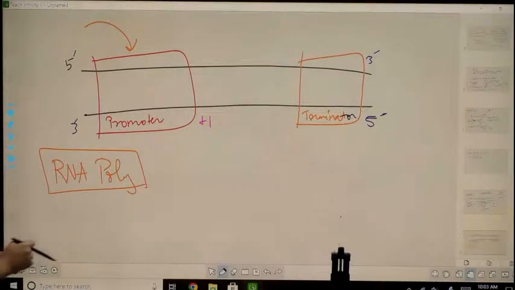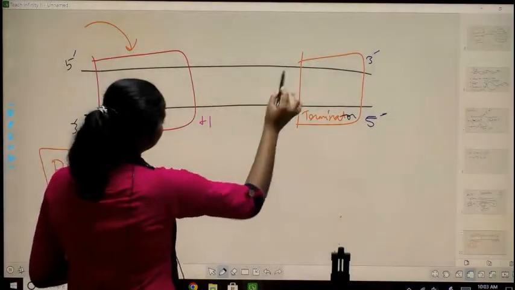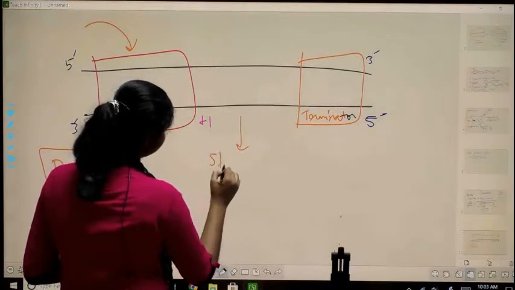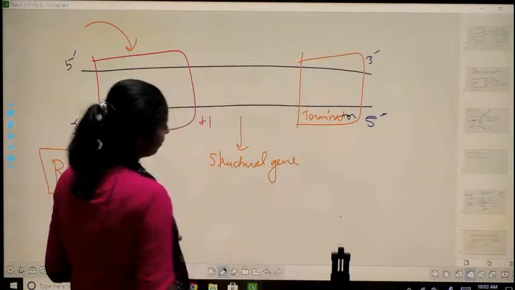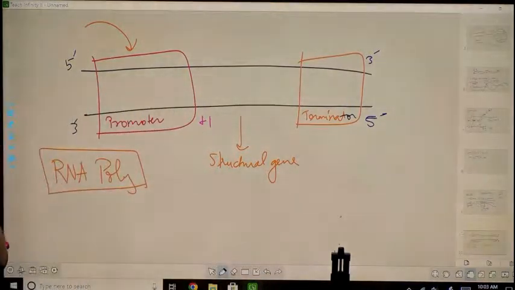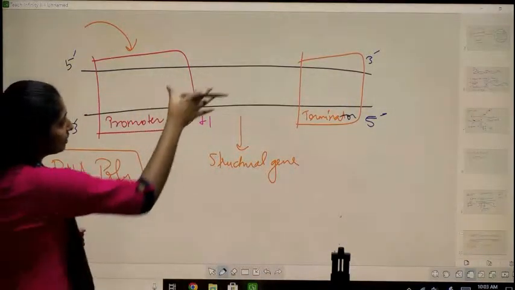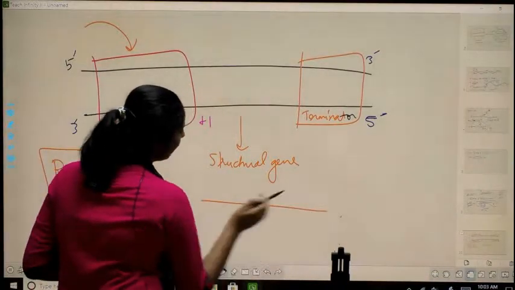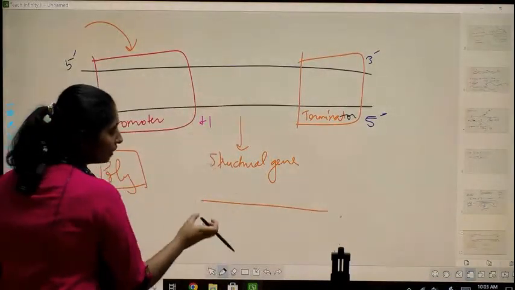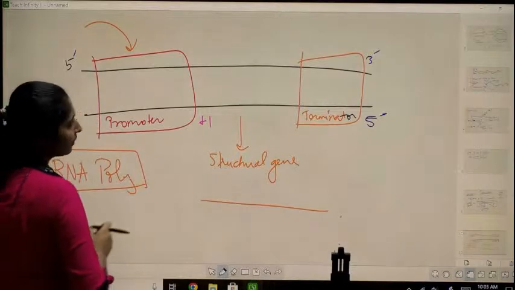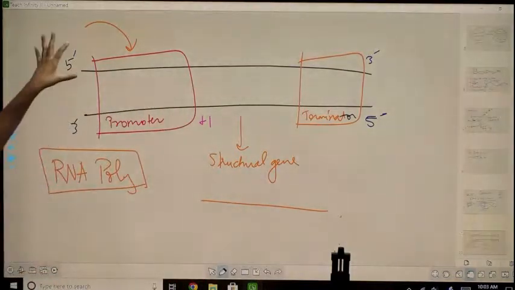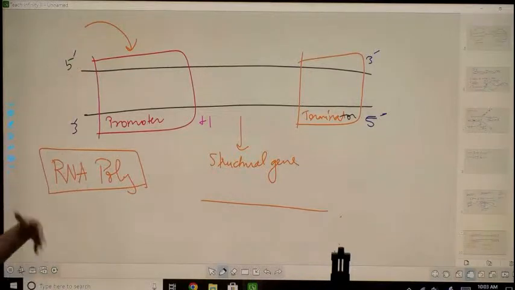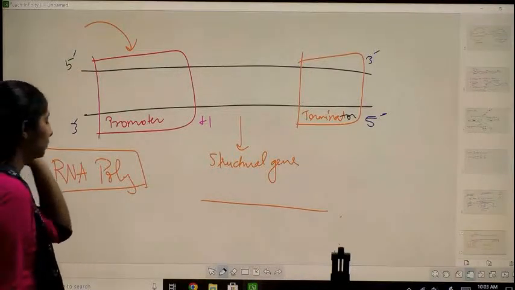Okay. Then we have the structural gene. The structural gene is the region that would be coded in the mRNA, right? This much region would be coded in the mRNA. It will be coding for the mRNA. And then we have a terminator. On reaching the terminator, the process of transcription stops. That is why it's known as a terminator.